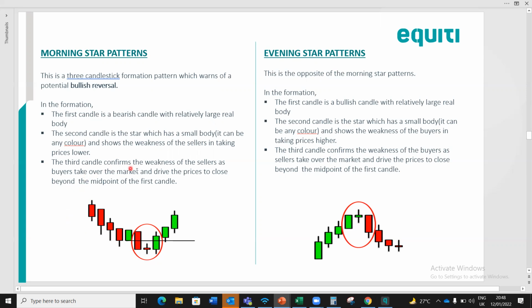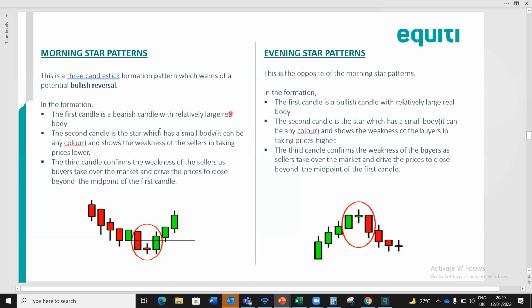The third candle confirms the weakness of the sellers as buyers take over the market and drive prices to close beyond the midpoint of the first candle. So once we have a setup like this, it warns us of a potential bullish reversal. Beautiful. You can find this at your leisure time, the morning star.